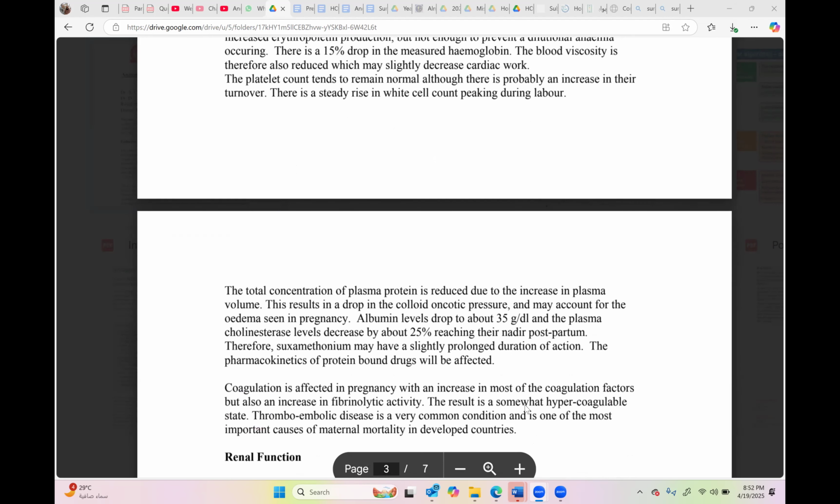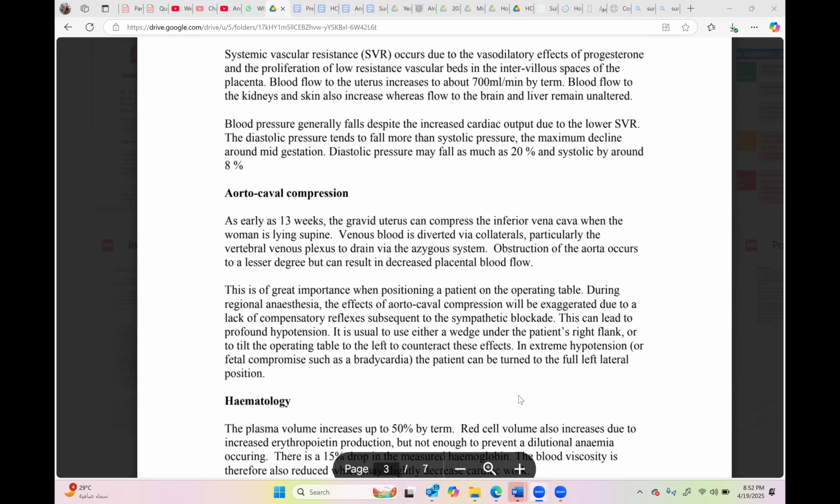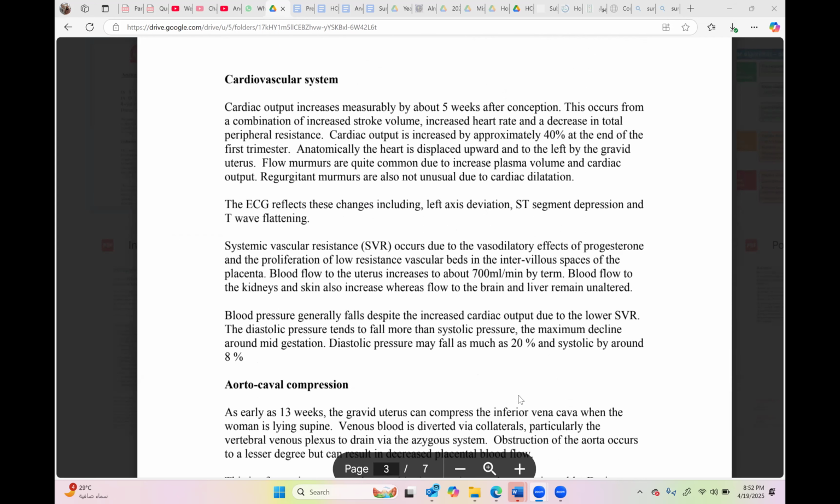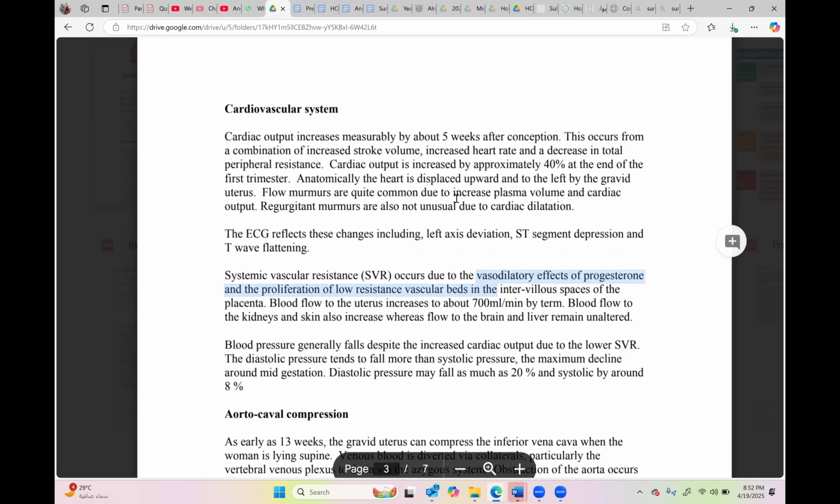Coagulation: hypercoagulable state, thromboembolic phenomena can occur. With reference to CVS, because there is hypercirculation, there is high cardiac output, so there may be some flow murmurs. The highest cardiac output is just after delivery, so if there is any cardiac disease, decompensation can occur because of overload. This is one thing you need to understand. With reference to blood pressure, diastolic blood pressure falls more than systolic because of SVR. So these are a few points you should know. There may be some murmurs.